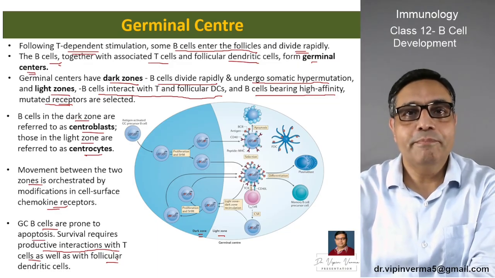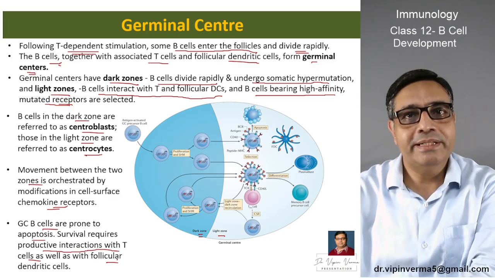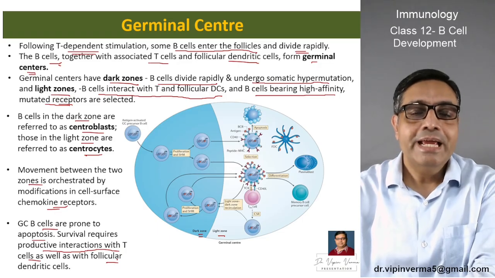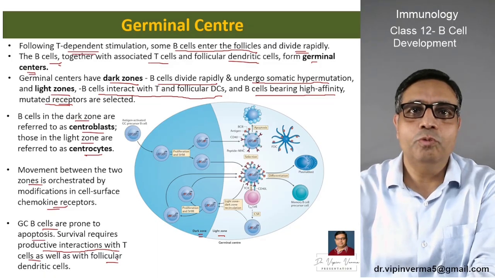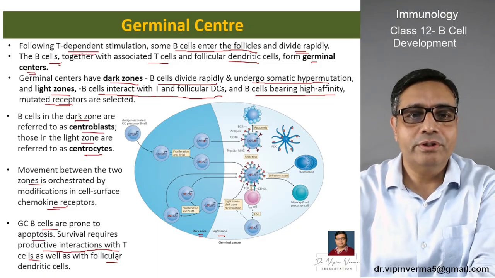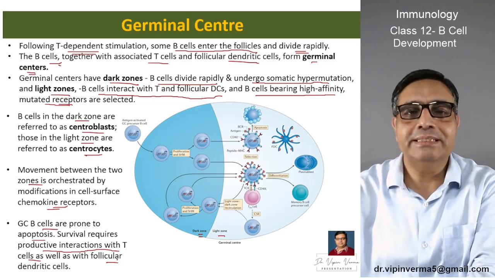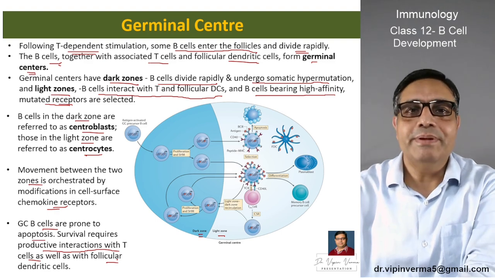Why? Because as long as the antigen is there, the interaction will be there, and we need the B cells to survive. And if the antigen is absent, then there is no need to interact with the T cells or the follicular dendritic cells. Therefore we don't need those cells, and through apoptosis they are eliminated.